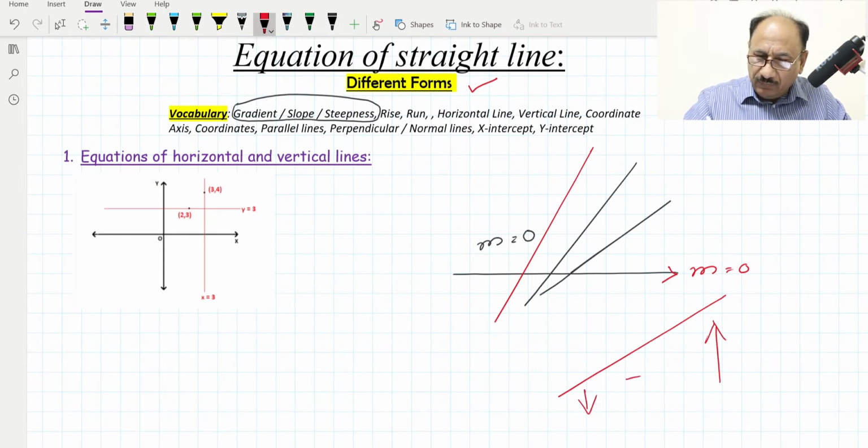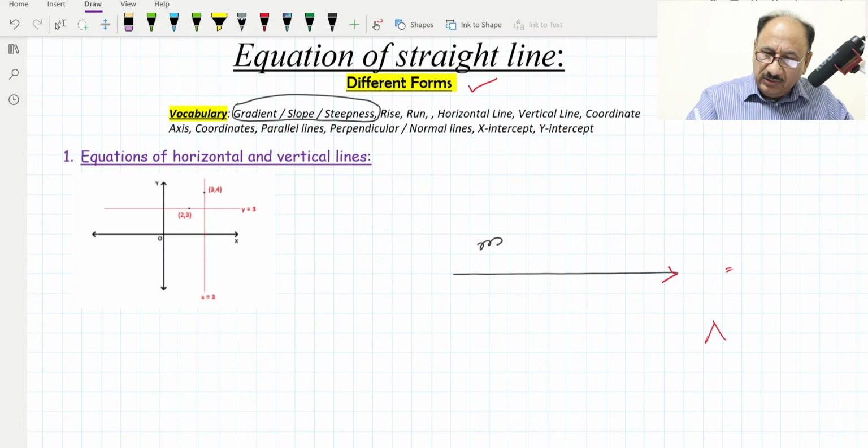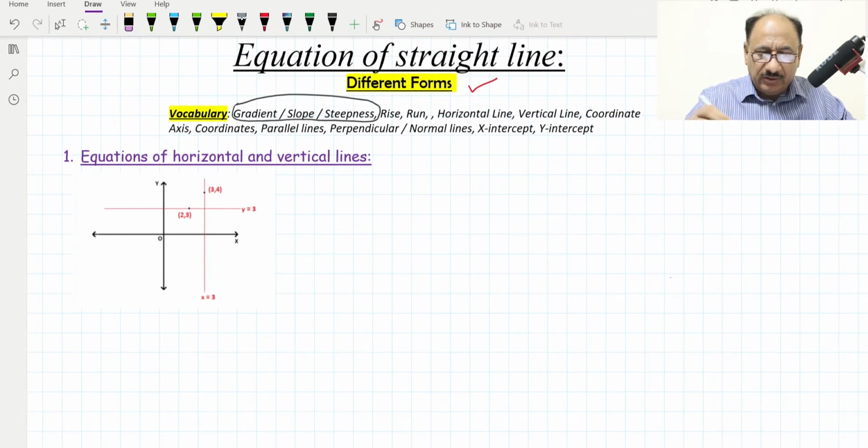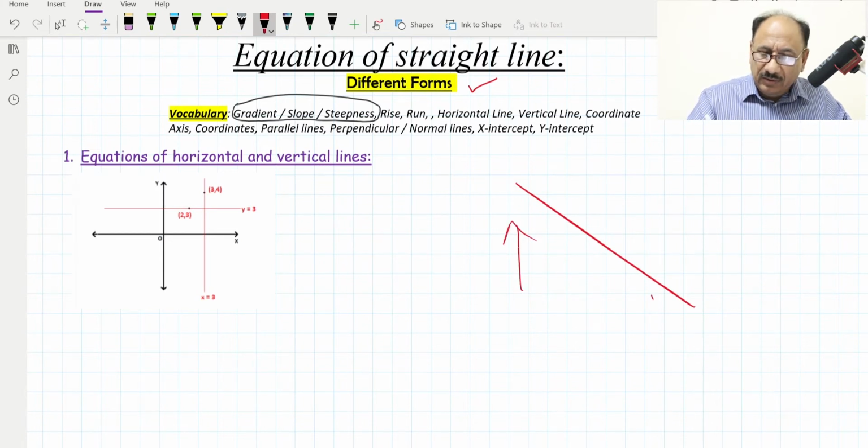has a positive gradient or positive slope. Plus, the negative gradient will be for the lines which have the left side up and the right side down. So these will have a negative gradient.